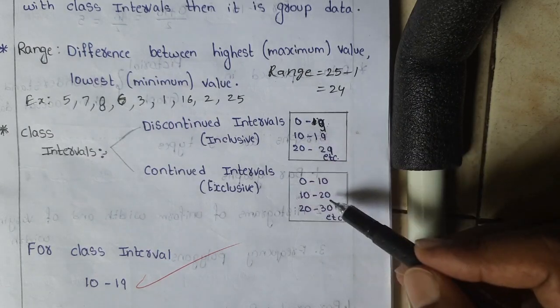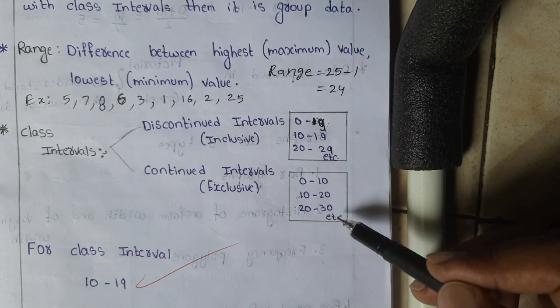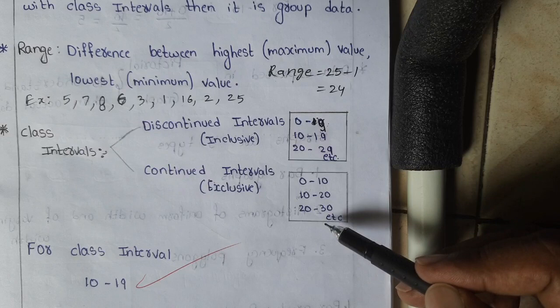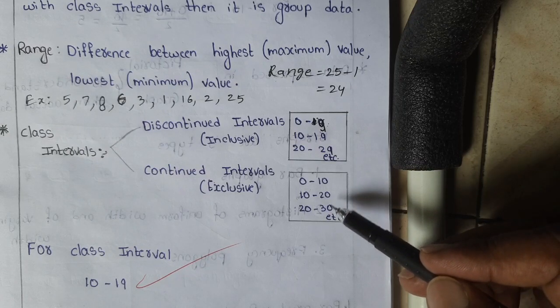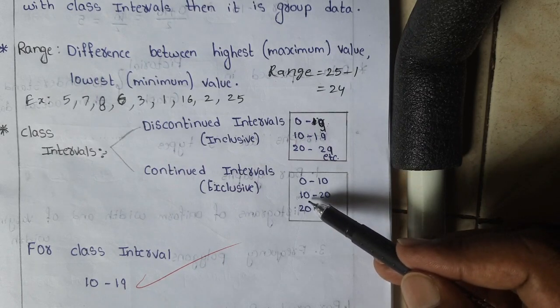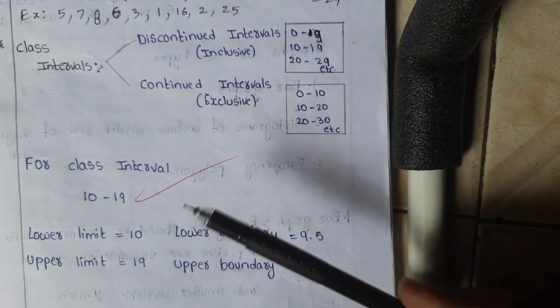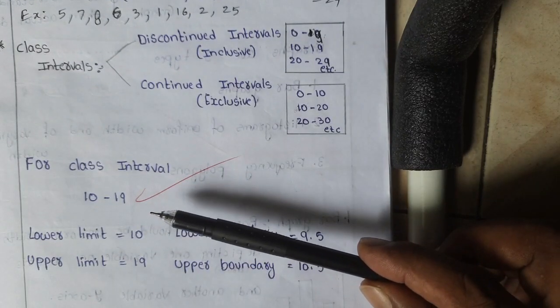This is range. See once how it is, 0 to 10, 10 to 20, 20 to 30. That means these are continued intervals. Of course, another name, exclusive intervals, is there. Suppose a 10 one measure is coming, we should not write here. Here we should write.